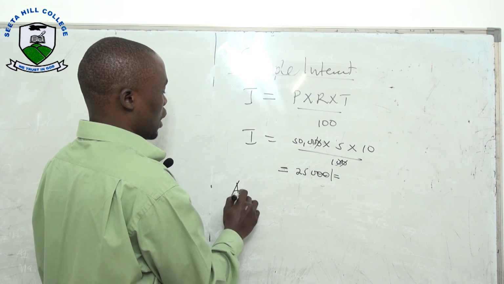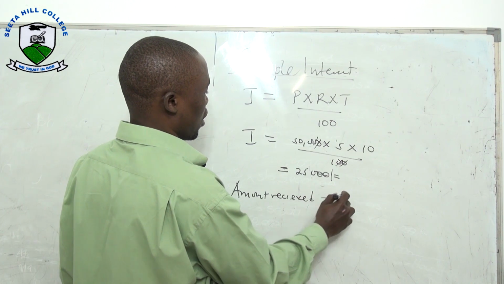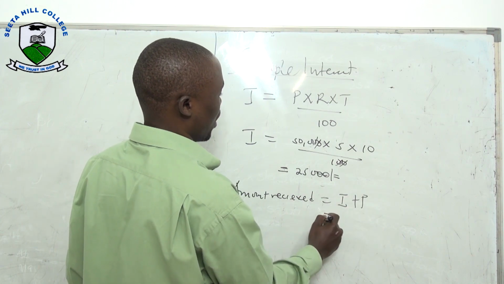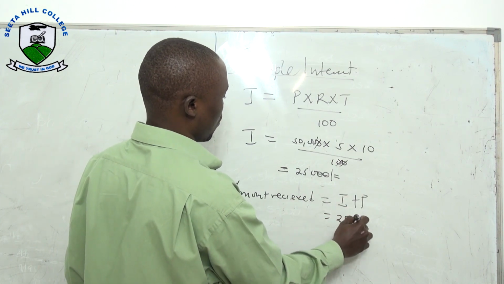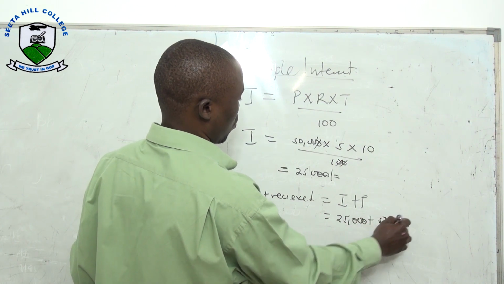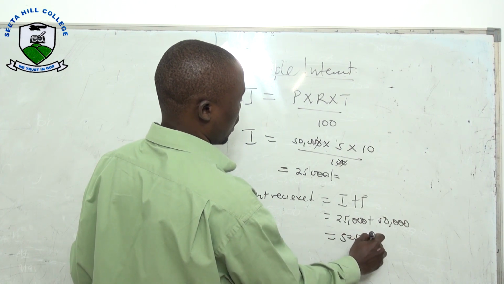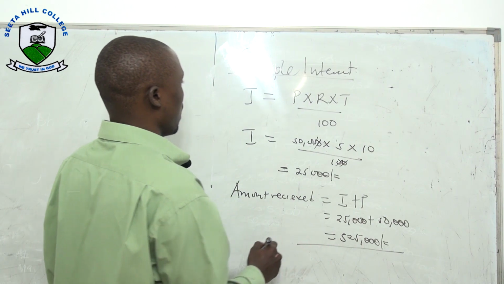Now the amount received is always interest plus principal. Interest plus principal. Very good girl. So that is 25,000 plus 50,000, which is 75,000 shillings.